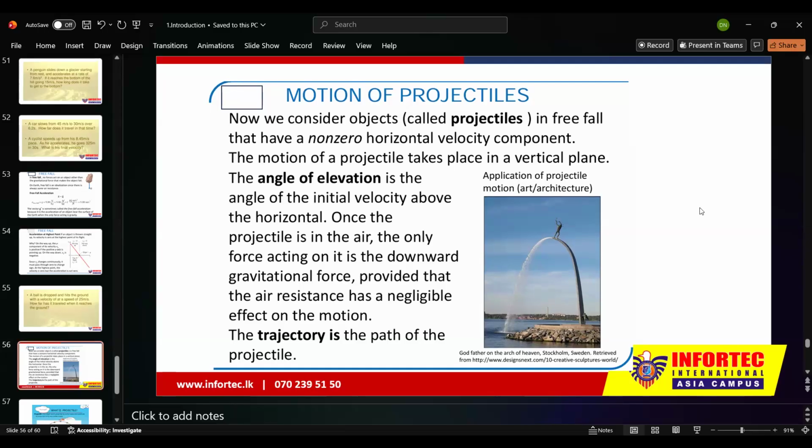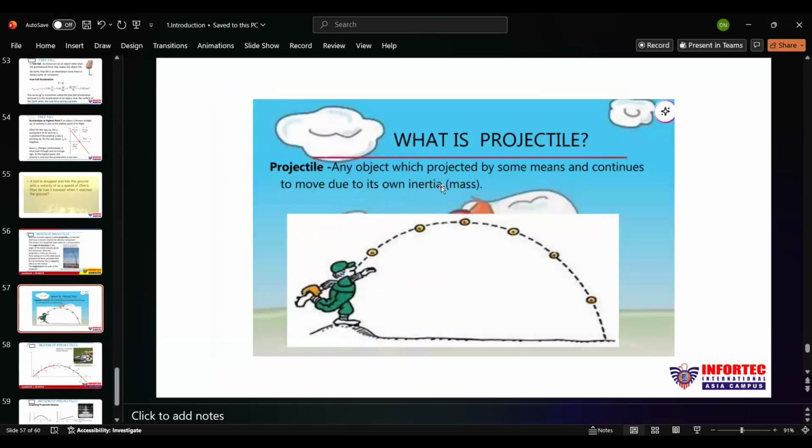Then you can see what a projectile is. Any object that is projected by some means and continues to move due to its own inertia. Then we can see this is the parabolic path. One is throwing an object, but you can see it is not in a straight line. We can see some angle between the horizontal and the direction of motion, right? Then this is the parabolic path in projectile motion.